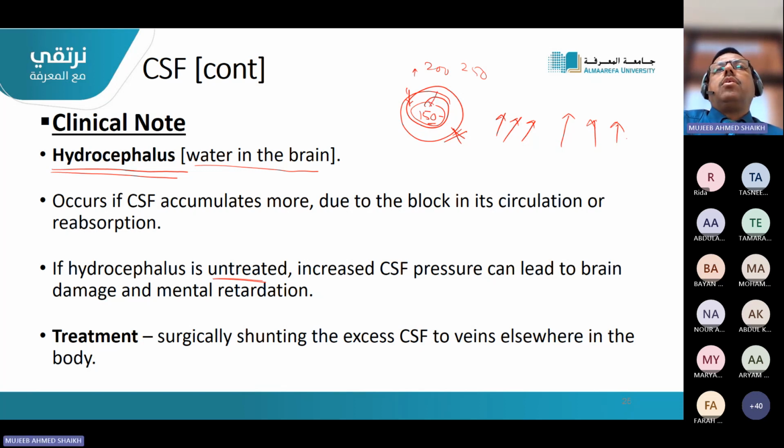It will compress because this is around the brain. Yeah, it is around the brain. So it will compress the brain. It will make pressure from each side or a specific side. So it leads to damage to the brain and mental retardation. Damage to the brain or mental retardation.